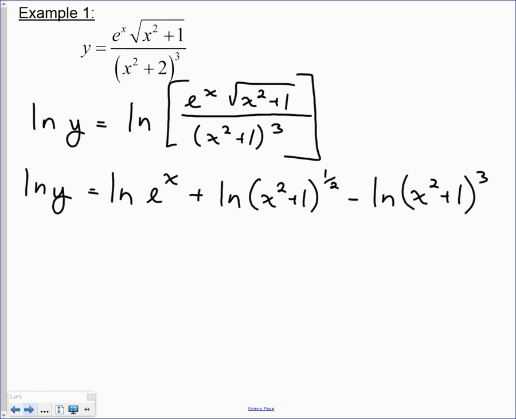Oh, sorry, I wrote that as x squared plus 1. It should be x squared plus 2. And let me check here. I did that in this step as well. I must have been looking up at the numerator. All right, sorry about that.